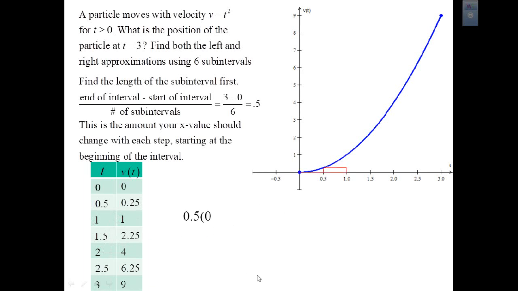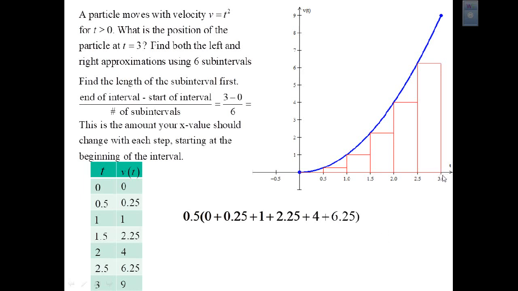So when I put all this together and draw my rectangles, I know for the first rectangle, I'm not going to have any height at all. I'm going to have 0. And then for the second one, I'm going to have a height of 0.25 or 1/4. And then for my next one, I'm going to have evaluated at 1. I'm going to have a height of 1. And then a height of 2.25. And a height of 4. And a height of 6.25.